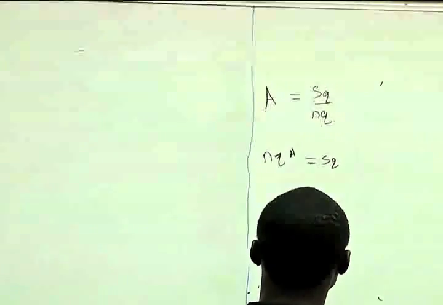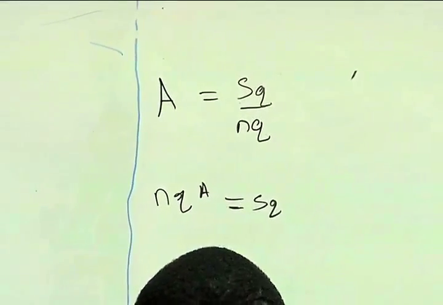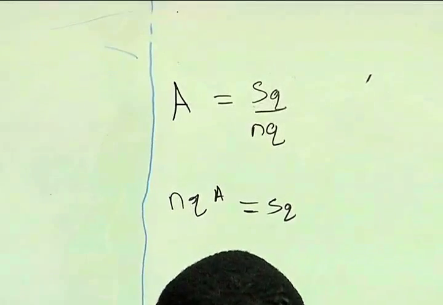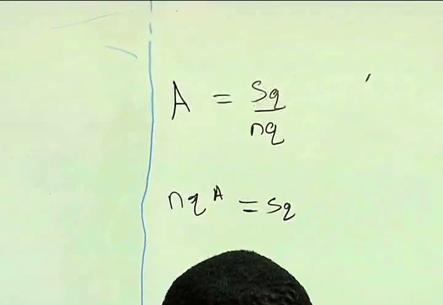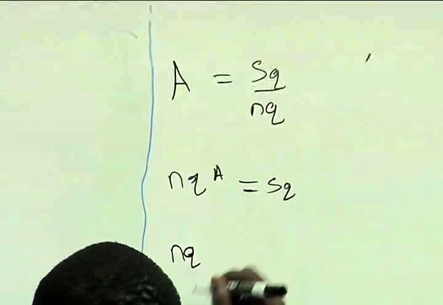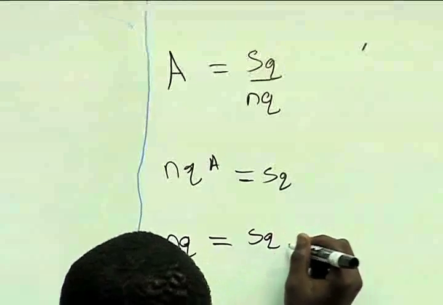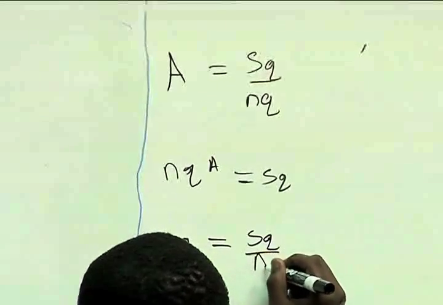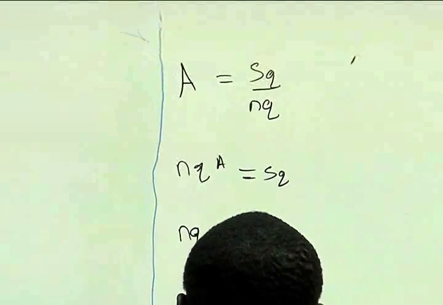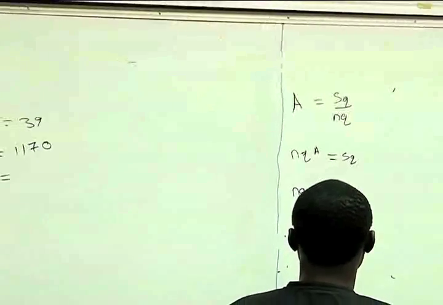So how do we get rid of the A from beside the NQ? Because it's a multiply by A, it will come over the other side as a divide by A. So NQ equals SQ divided by A, which is SQ over A. You see that?